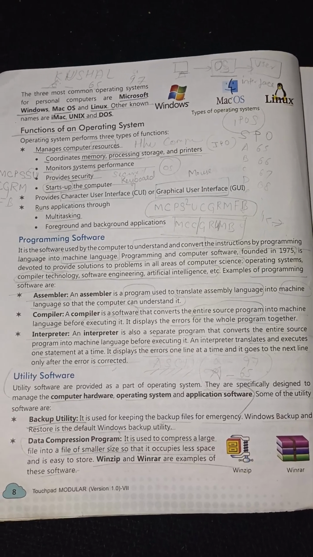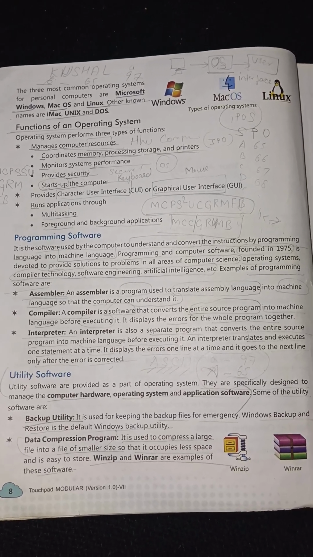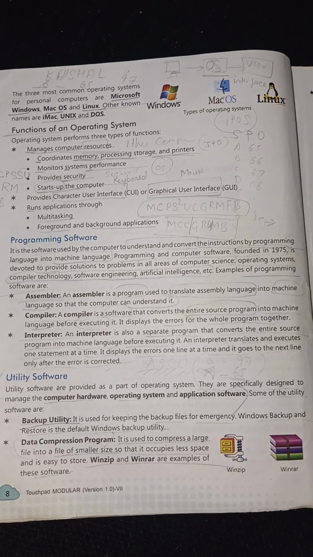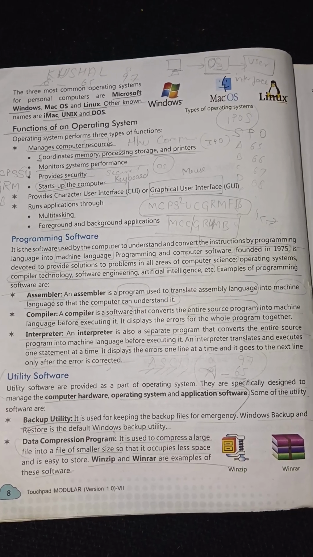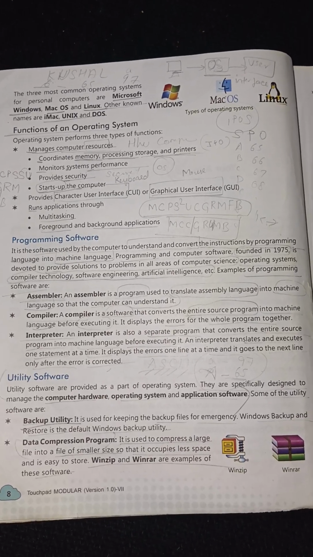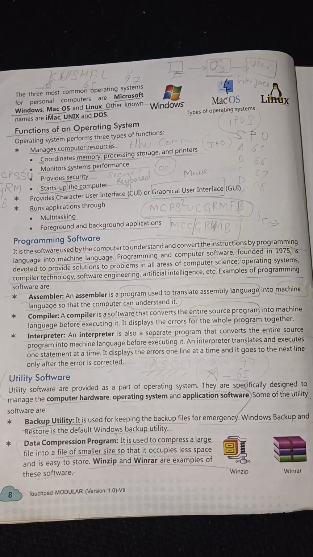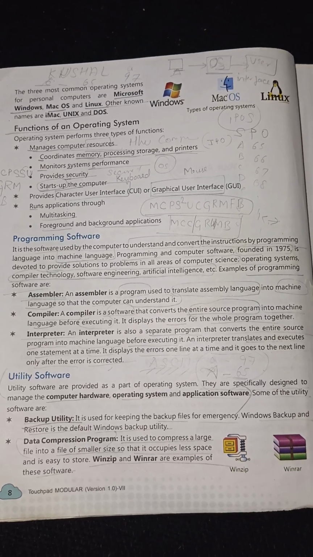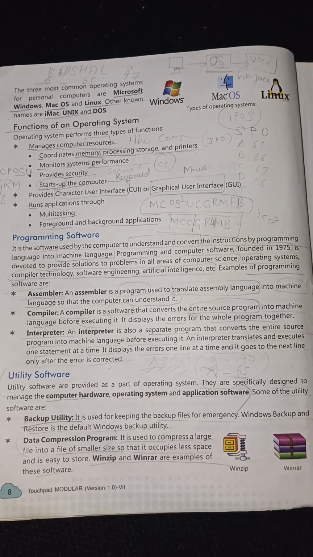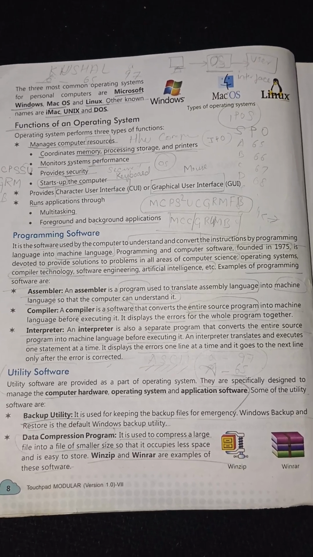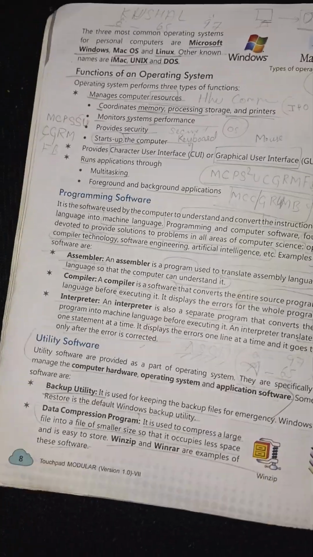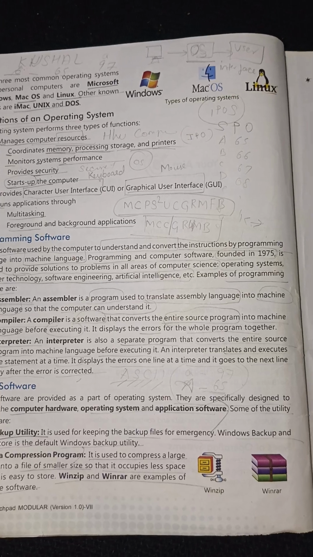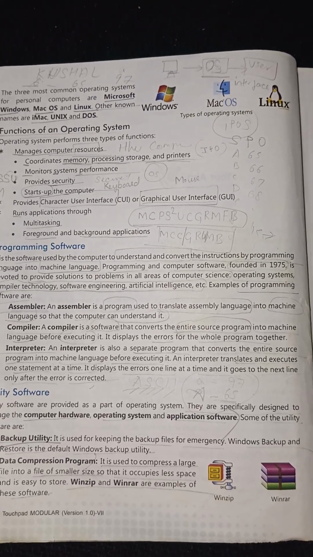Some of the utility software are, that is, backup utility. It is used for keeping the backup files for emergency use. Windows Backup and Restore is the default Windows backup utility. Data compression program. It is used to compress a large file into a file of a smaller size so that it occupies less space and is easy to store. WinZip and WinRAR are examples of this software. You can observe this data compression, that is compressed files. The large amount of data has been compressed, that is nothing but data compression.